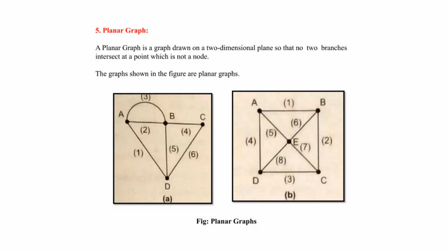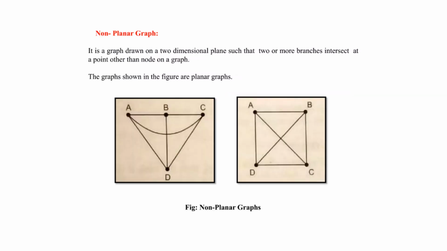Planar graph. A planar graph is a graph drawn on a two-dimensional plane so that no two branches intersect at a point which is not a node. Non-planar graph. It is a graph drawn on a two-dimensional plane such that two or more branches intersect at a point other than a node on the graph. The graph shown in the figure is a planar graph.